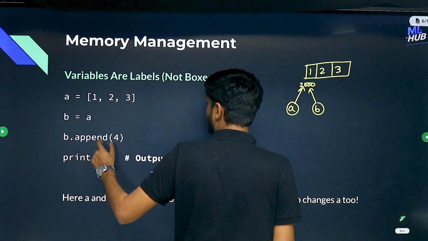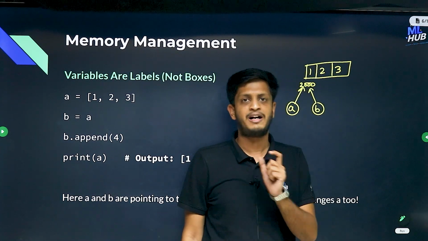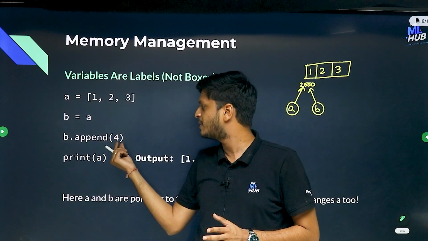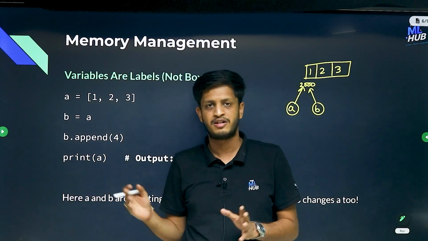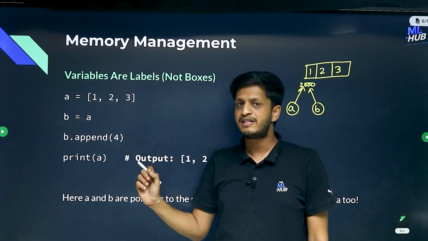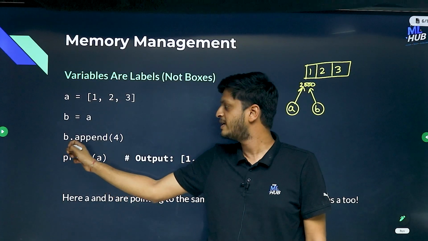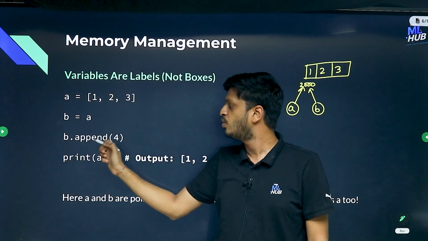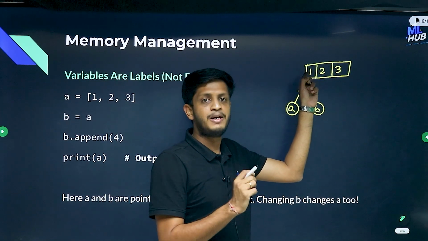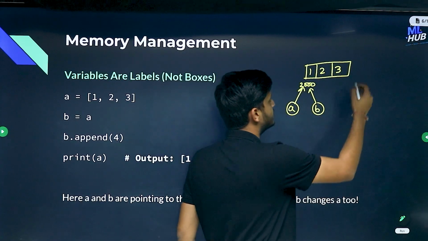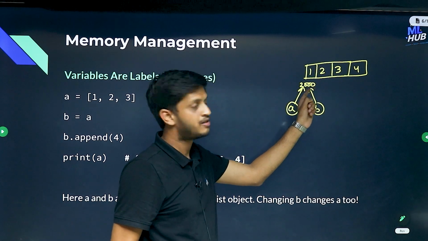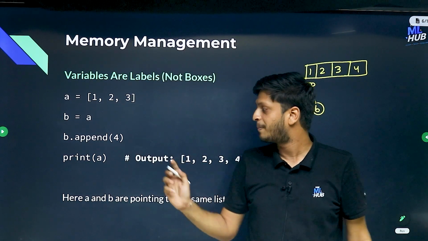And when I say b dot append 4, right now you don't know what the append function is. Don't worry about it. Briefly, it will append this particular value to this list. We will see this in detail in the list lecture. For now, just assume that b dot append 4 means that in whatever list b is pointing to, you insert this element 4 at the end. So 4 will be added here. Observe that a is still pointing to the same list, and b is also pointing to the same list. You actually appended 4 through b.